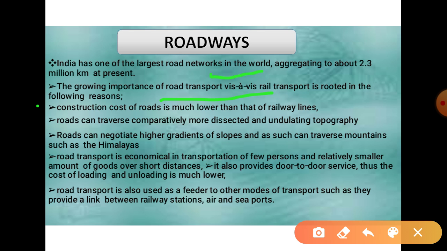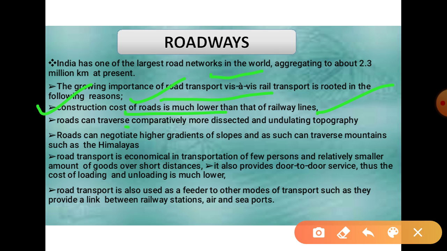First, the construction cost of road is much lower than the railway line. In railway lines, first of all we have to identify the area, then we have to fix the track. There is too much cost for fixing the track for a railway line. So the construction of roads is much lower, price wise, than the railway. So the cost of roadways is low.